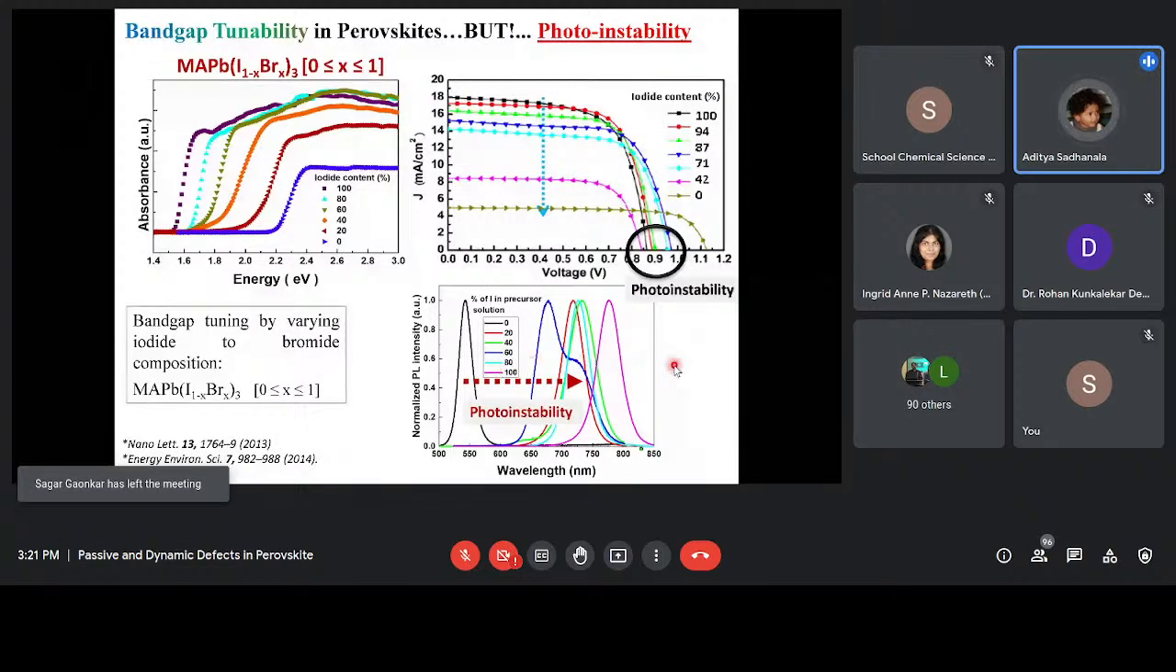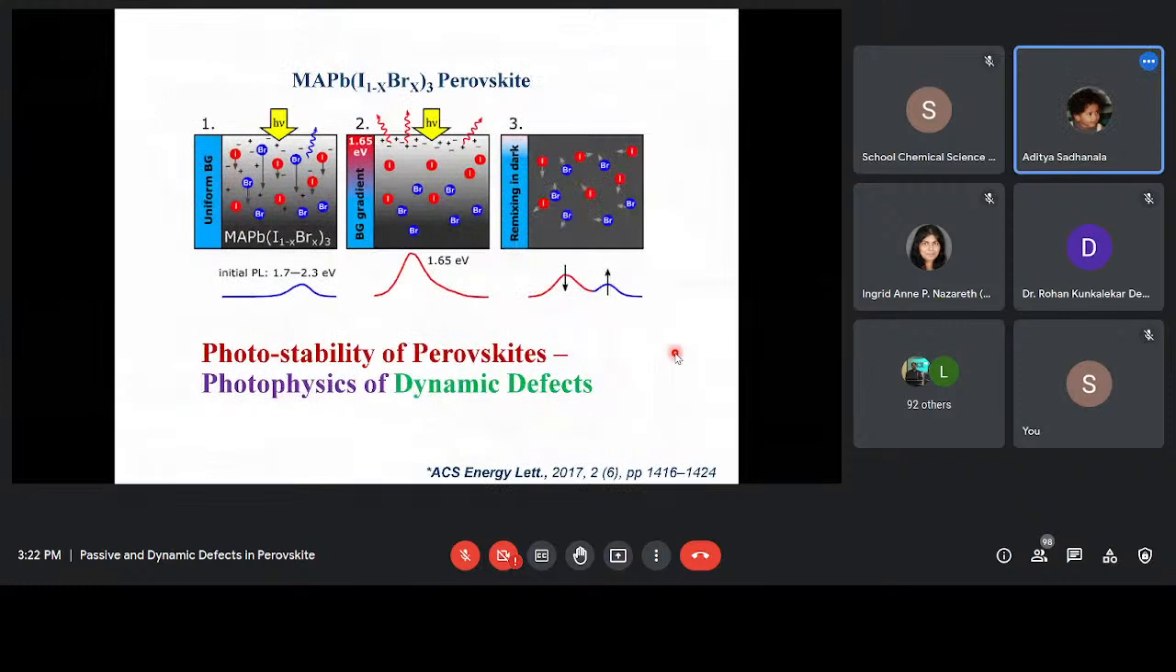So we were very curious about this and we wanted to investigate because these systems are used for tandem solar cell applications. Okay, and with the band gap being increased but the voltage being stuck at one point, you really cannot get efficient solar cells out of this. So we wanted to investigate the reasons behind it. So that brings me to the topic of dynamic defects. Okay, so we'll talk about it a bit here.